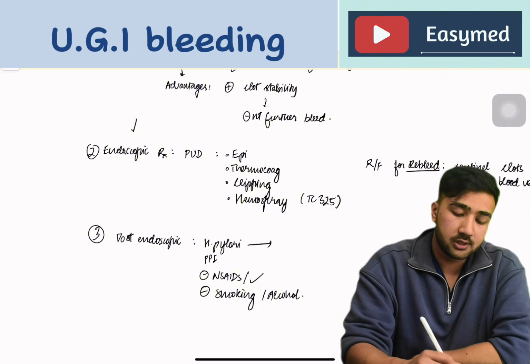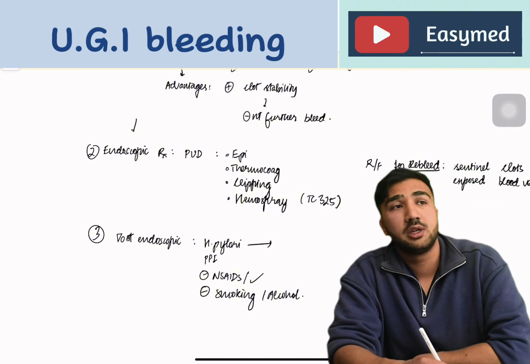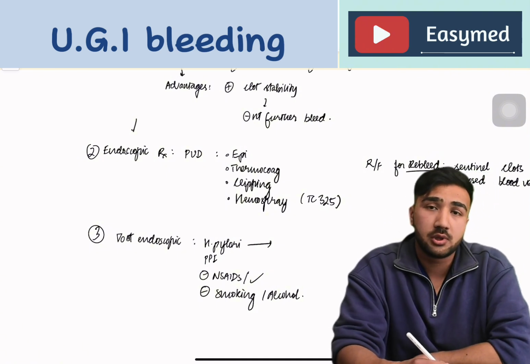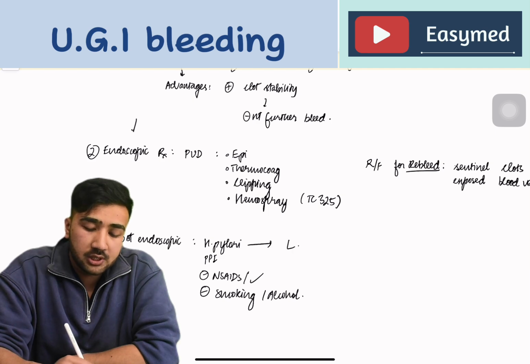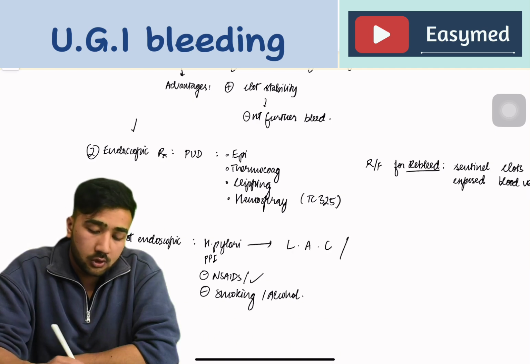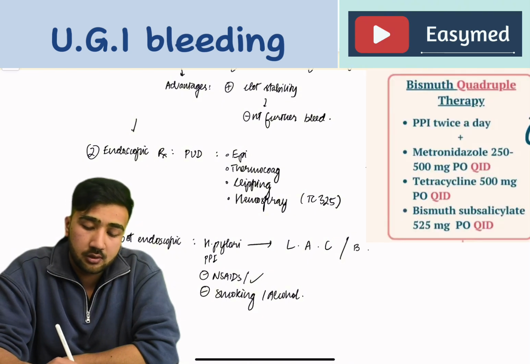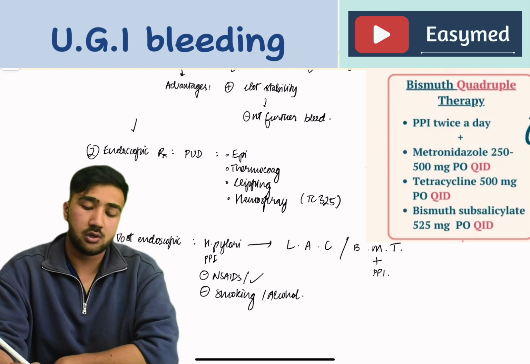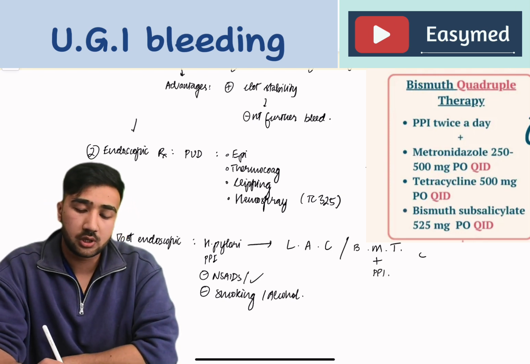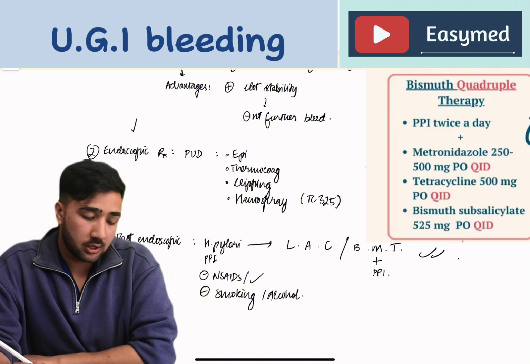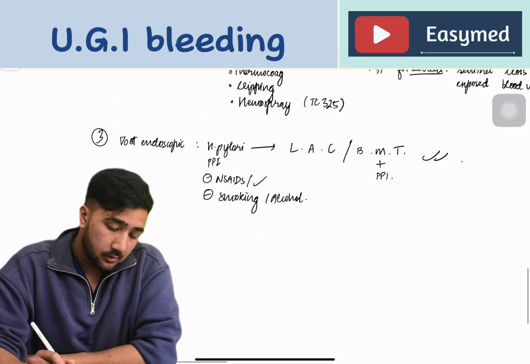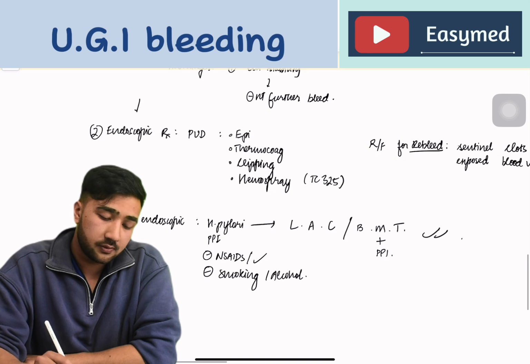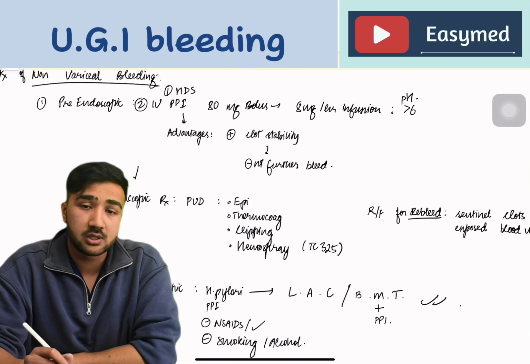For H. pylori eradication, there is a triple therapy regimen and a quadruple therapy regimen. In triple therapy there is lansoprazole, amoxicillin and clarithromycin, or there is a bismuth subsalicylate, metronidazole and tetracycline regimen. In this, if we add a PPI, it becomes a quadruple regimen. So this is also very important to remember for all the undergraduate students. So this is the treatment if we find a non-variceal bleeding.